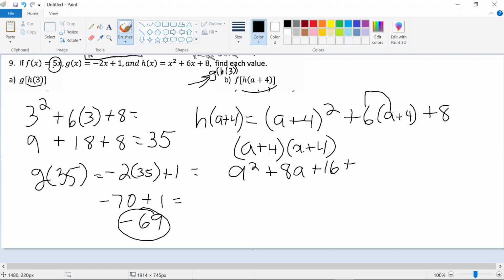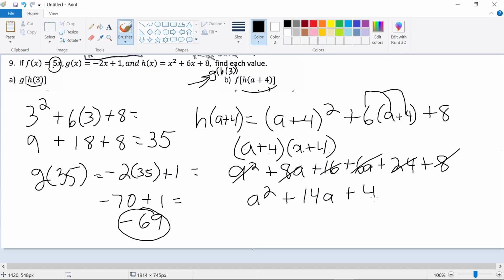Plus, distribute, 6a. Plus, 6 times 4 is 24. Plus 8. Now, I will add like terms. a squared, there's only a squared. 8a plus 6a is 14a. 16 plus 24 plus 8 is 48. 24 and 8, yes, 48. Now, I've done the inside part. I've done h of a plus 4, and that is a squared plus 14a plus 48.